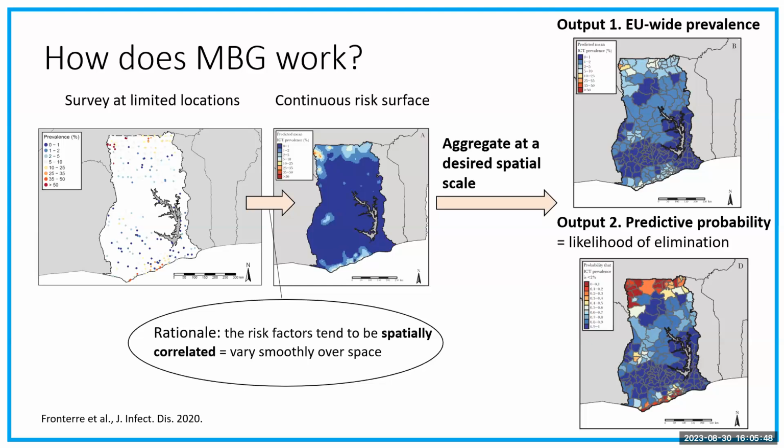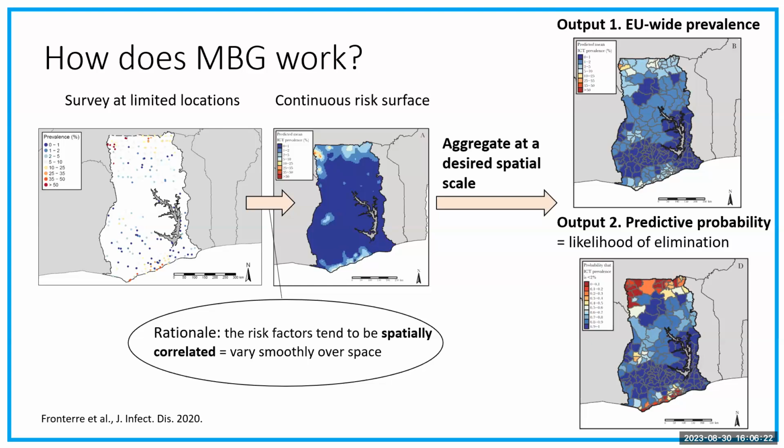Risk factors for infectious diseases, such as temperature, precipitation, and population density, tend to be correlated and smoothly vary over space, and so does the disease that depends on them. This is one of the reasons why we often see the spatial correlation in infectious diseases. As the next step, we can aggregate the continuous surface at any desired spatial scale. For trachoma, it can be at the EU level.